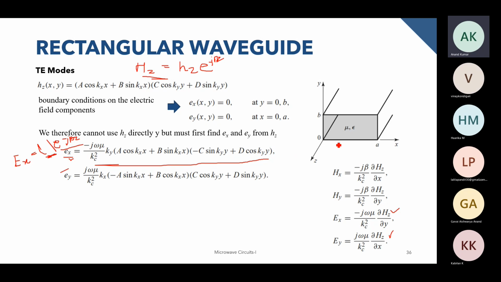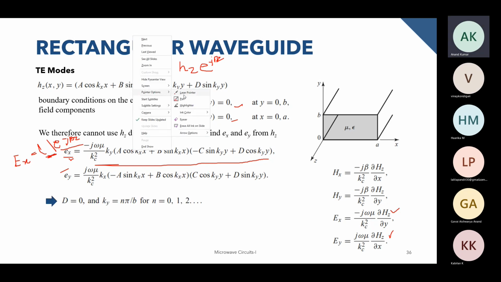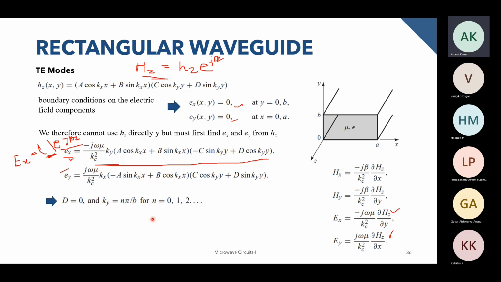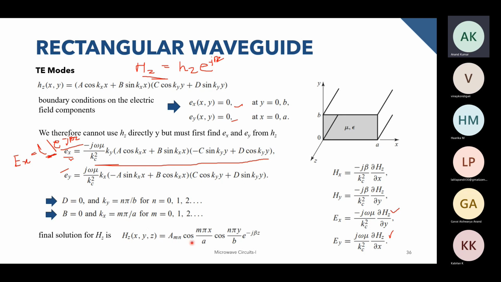Now we directly use the boundary conditions, and using them we obtain that D is equal to 0, and ky turns out to be n pi by b, and B is also equal to 0, and kx is equal to m pi by a. So these are the results that we got, and then we substitute them back into our solution for the magnetic field over here. So the final magnetic field solution will be given like this. This Amn is actually the product of A and C. B and D are 0, so these two terms are ignored, and we have substituted the values of kx and ky over here, m pi by a and n pi by b, and Amn is the product of A and C.